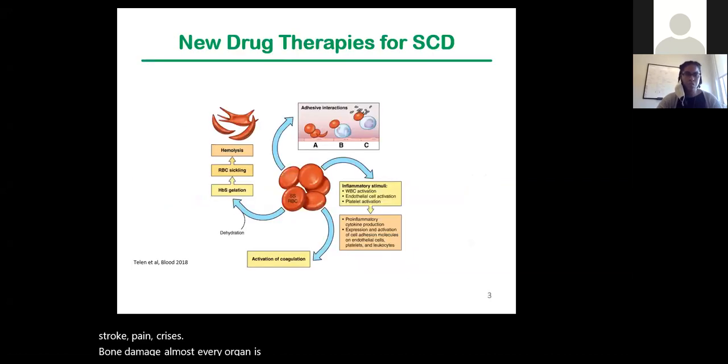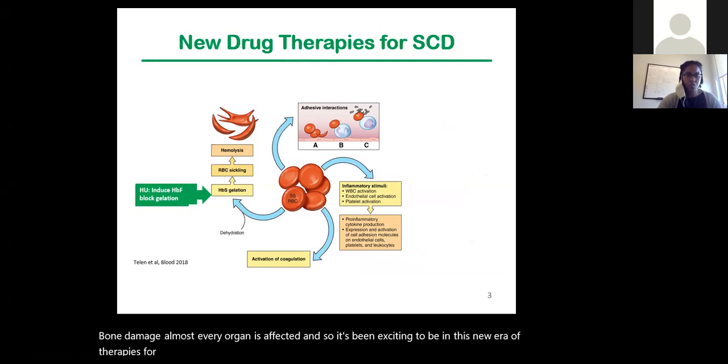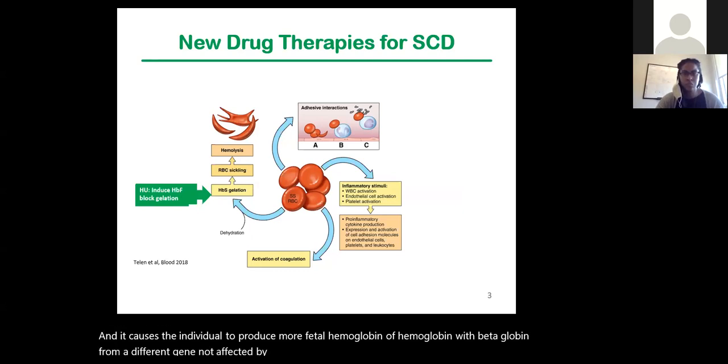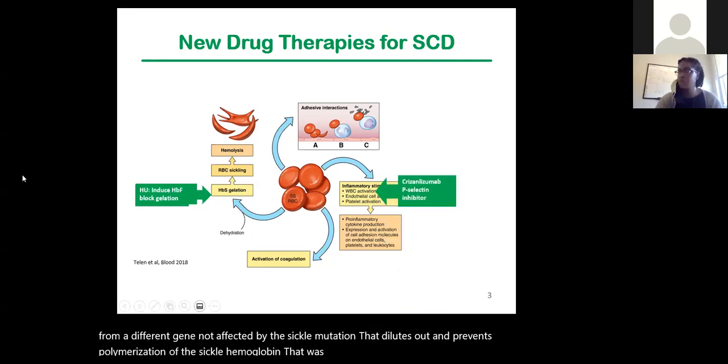And so it's been exciting to be in this new era of therapies for sickle cell disease, because for a very long time we only had hydroxyurea, often abbreviated HU, and it causes the individual to produce more fetal hemoglobin, a hemoglobin with a beta globin from a different gene not affected by the sickle mutation that dilutes out and prevents polymerization of the sickle hemoglobin. That's what was our tool for almost 30 years.